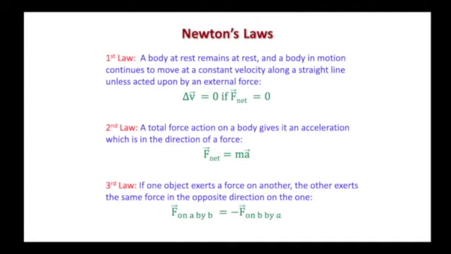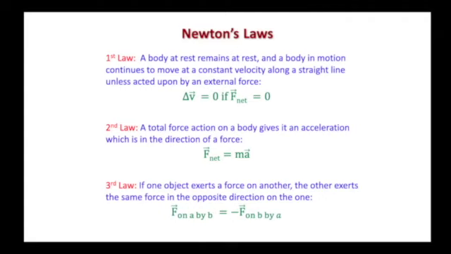Second law, the total force on a body gives it acceleration, which is in the direction of the force. That's just F net equals ma. So if I apply a force to something, the motion that results will be some acceleration that is related to the force based on the mass. So if an object of certain mass accelerates some amount, I need this F net to cause that. Those were two very unclear ways of saying that, but F equals ma, right?